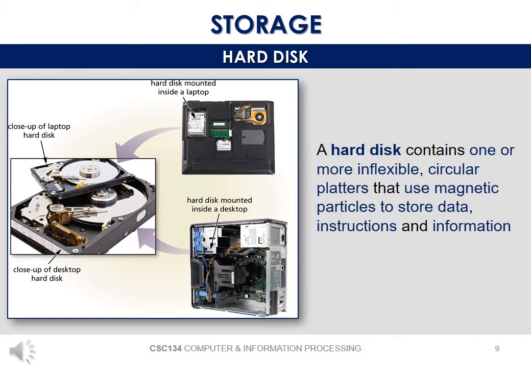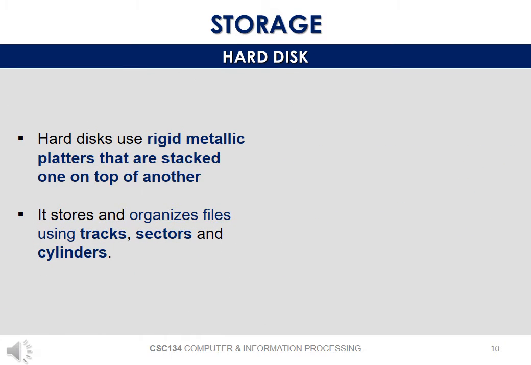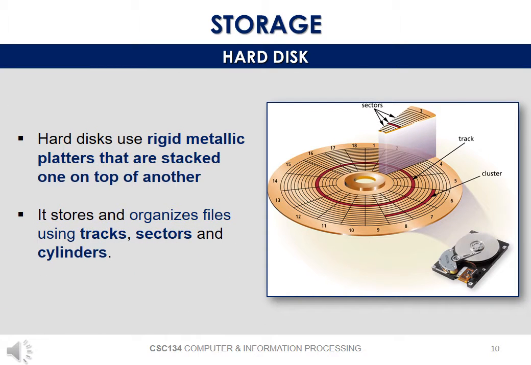A hard disk contains one or more inflexible circular platters that use magnetic particles to store data, instruction, and information. So this is what we call hard disk. From the picture, we can see how to install the hard disk to the computer. The hard disk uses rigid metallic plates that are stacked one on top of another, and its function is to store and organize files using tracks, sectors, and cylinders.